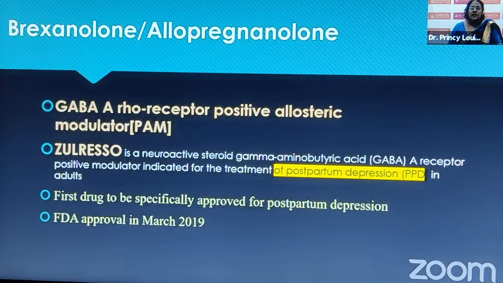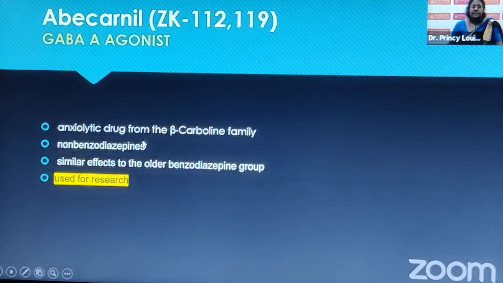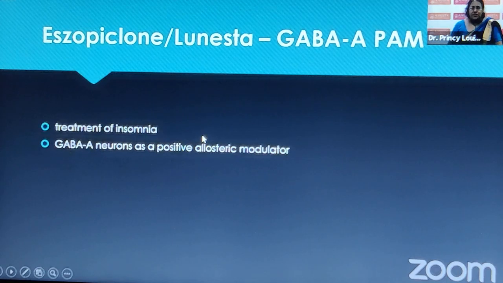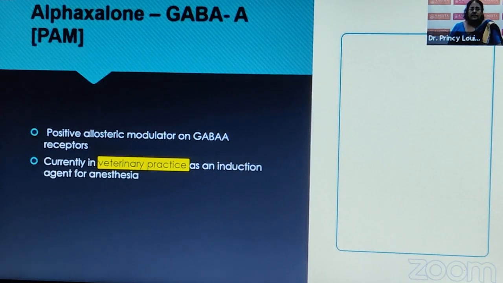abecarnil. This drug is mainly used for, as you can see, it is a beta-carboline family. Next, we are looking at another drug, this is also used, having procarbazide and the SL molecule of it. I'm not getting the next slide. That is also giving us some of the most importantly used agents as an anti-convulsant.